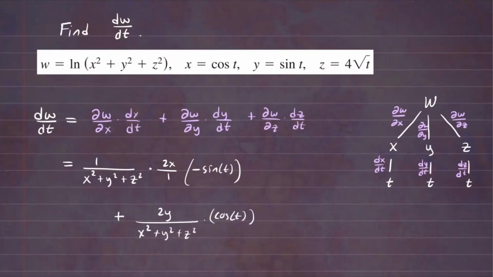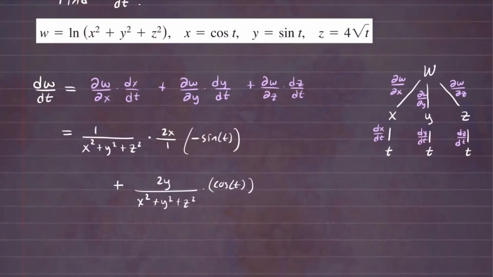So that's our second term. Now the last one, we're going to differentiate with respect to z. So first we take the partial derivative of w with respect to z, so differentiate this. You're going to have 2z over x squared plus y squared plus z squared times, now differentiate this with respect to t. So that's the last part. We're going to get 4 times the derivative of square root of t, that's 1 over 2 square root of t, and then we can simplify.